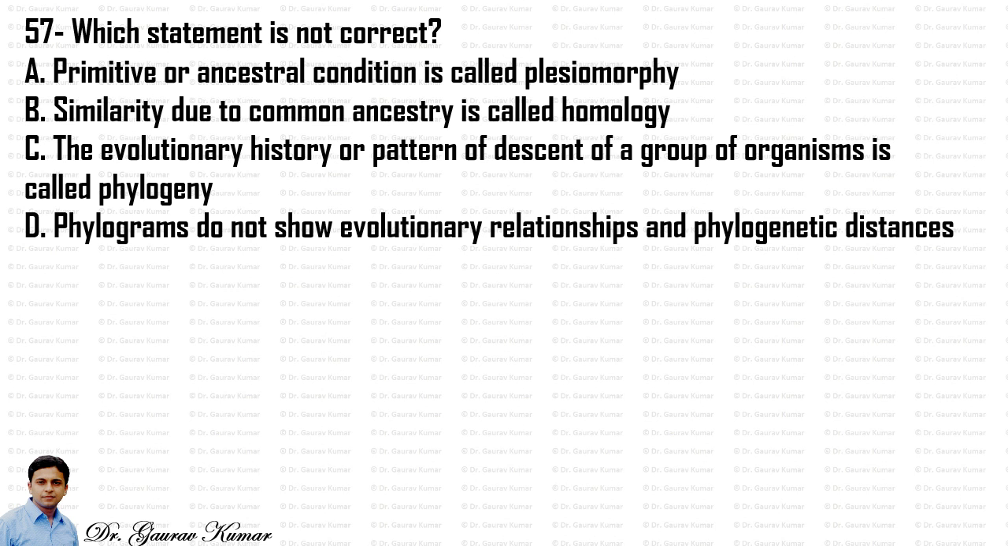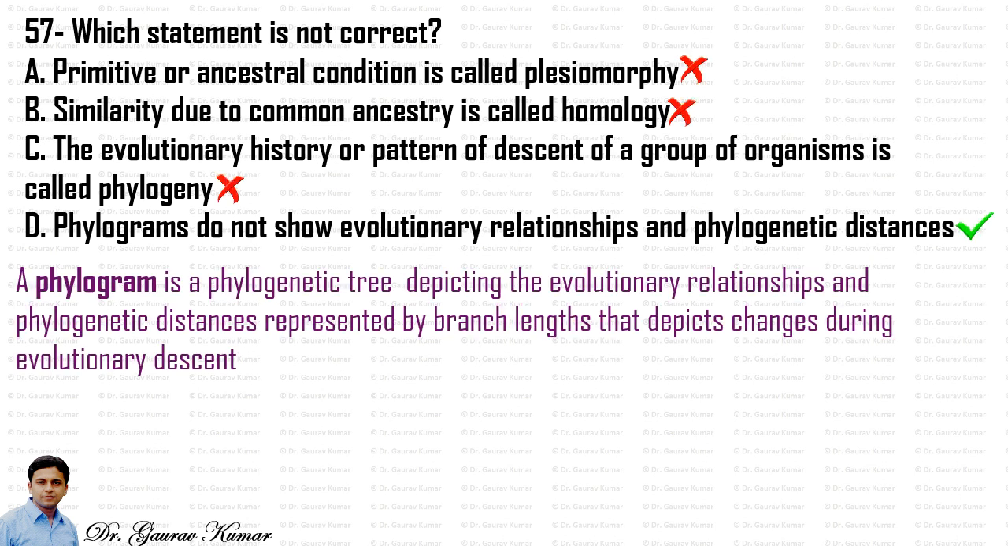Next question, which statement is not correct? The D statement says that a phylogram does not show an evolutionary relationship and phylogenetic distances. This is completely wrong, because a phylogram is a phylogenetic tree depicting the evolutionary relationship, and phylogenetic distances represented by branch length that depicts changes during evolutionary descent. So the phylogram does show the evolutionary relationship and phylogenetic distances.